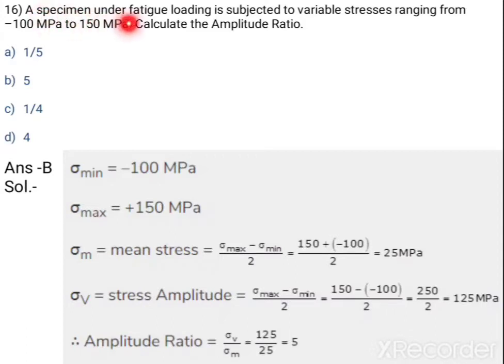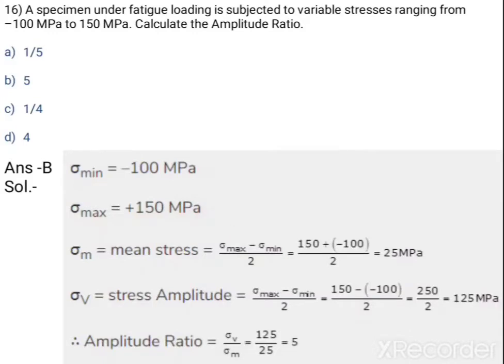A specimen under fatigue loading is subjected to variable stresses ranging from minus 100 megapascal to 150 megapascal. Calculate the amplitude ratio, and the options are given. So you have to calculate the amplitude ratio. Sigma min is given as minus 100 megapascal. Sigma max is 150 megapascal, that is a plus.